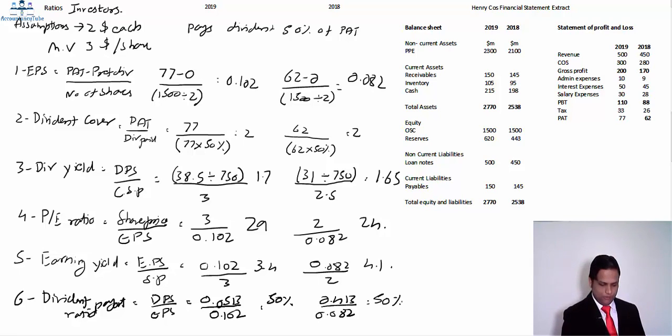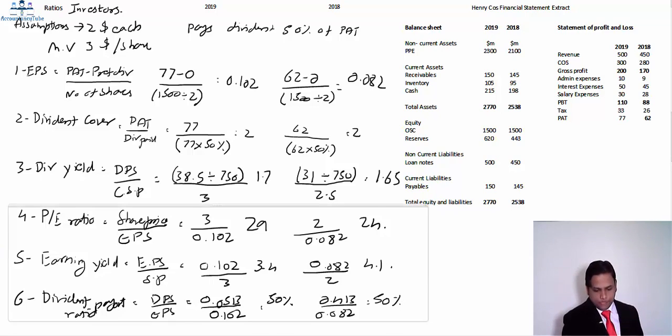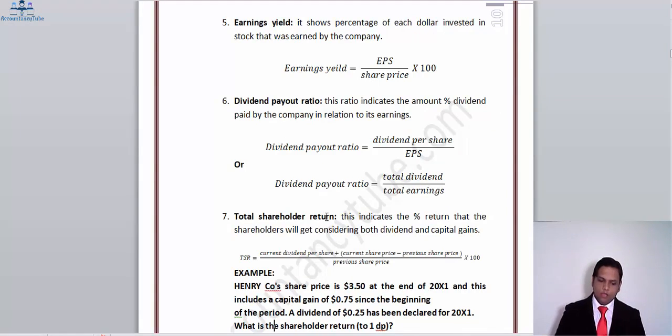Moving on to our last ratio, that is total shareholders return, one of the most important ratios in the whole category of ratios. We call it the king of ratios when it comes to the FM syllabus, but still it is sometimes not examined. From an exam perspective it can or cannot come, but it is one of the most important ratios. Let's read out. Total shareholders return indicates the percentage return that the shareholders will get considering both dividend and capital gain.